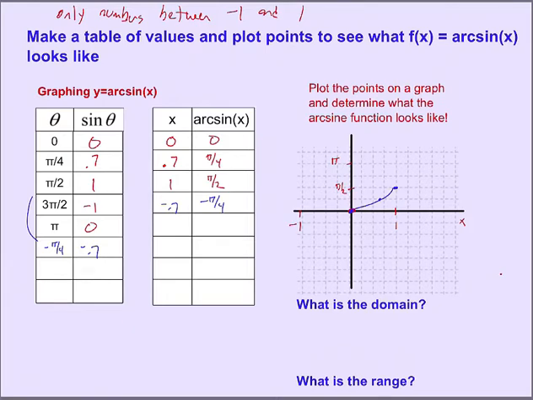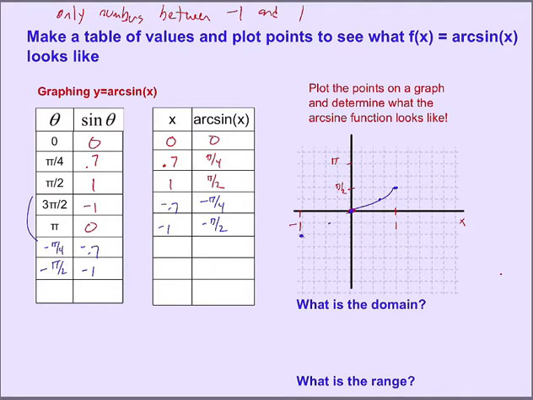And what you'll see by doing this is if you just plot that point here, that got a little bit too big. If you plot that point here, and then plot the next one, negative 1, well here, the sine of negative pi over 2 is negative 1, and so the arcsine of negative 1 is negative pi over 2. But right now, if you haven't already caught it, you might see the problem that I'm going to come up with.